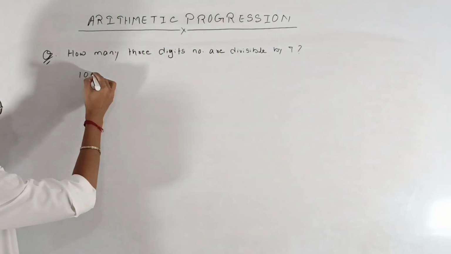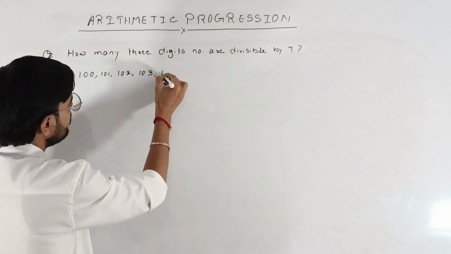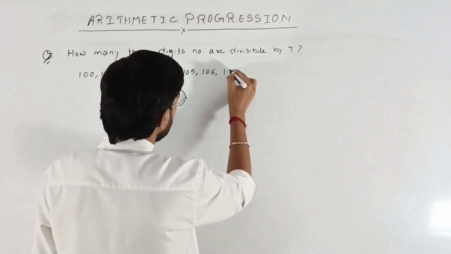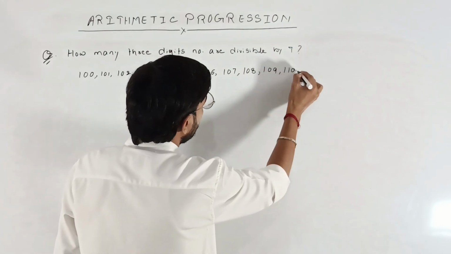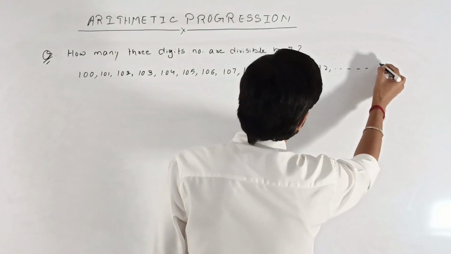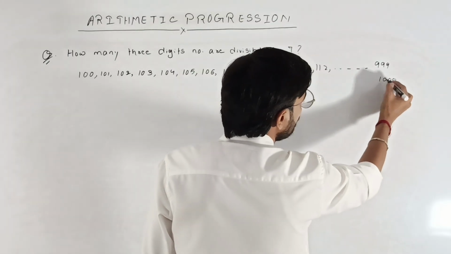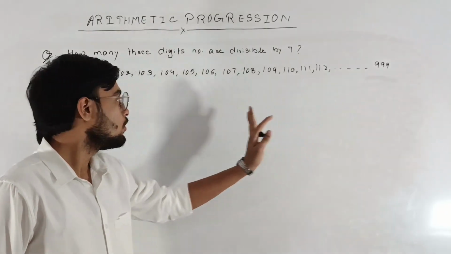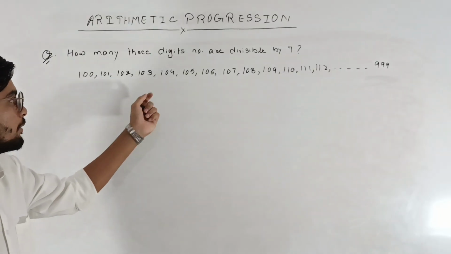3-digit numbers start from 100, 101, 102, 103, 104, 105, 106, 107, 108, 109, 110, 111, 112, and so on up to 999. After 999, there is 1000, which is a 4-digit number. So 3-digit numbers start from 100 to 999. Now from this series 100 to 999, we have to find how many numbers are divisible by 7.